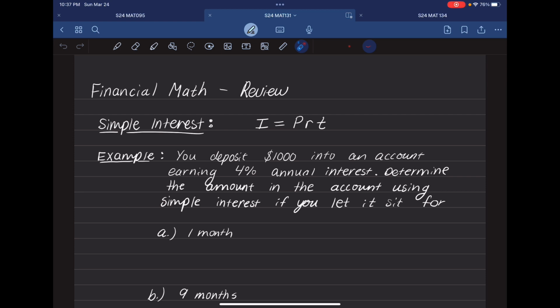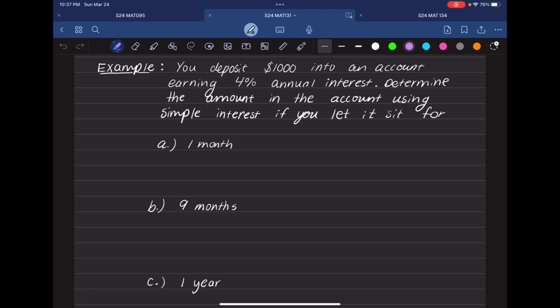in this section. And it's that our interest, I, is equal to our principal times our annual interest rate times our time. We have that you deposit $1,000 into an account earning 4% annual interest. Determine the amount in the account using simple interest if you let it sit for, and then we have a couple different times. So we can just plug this right into our simple interest formula.